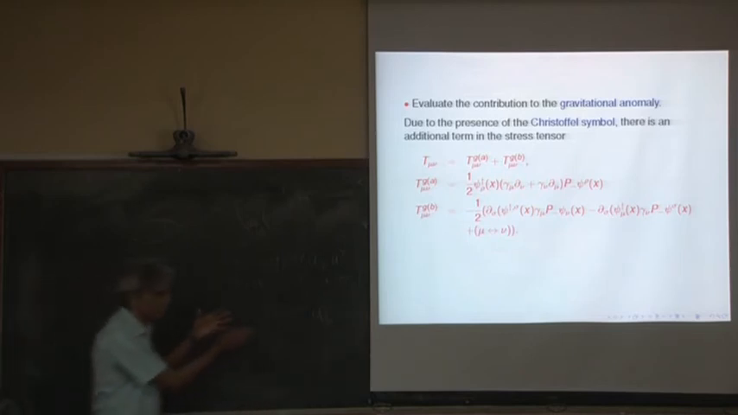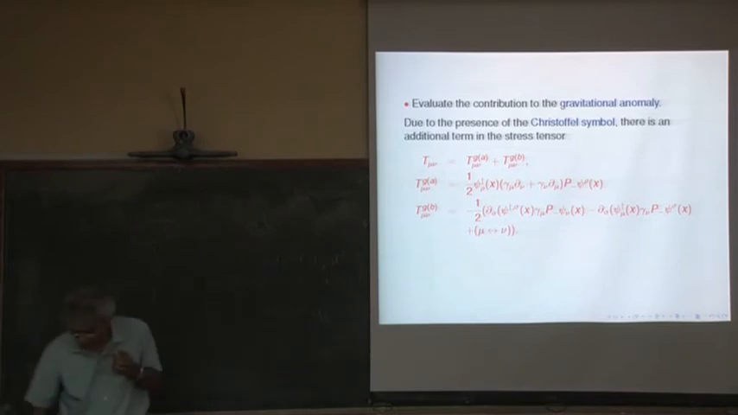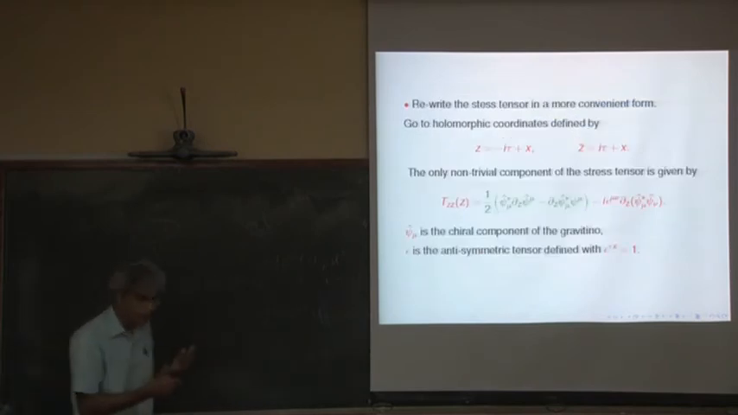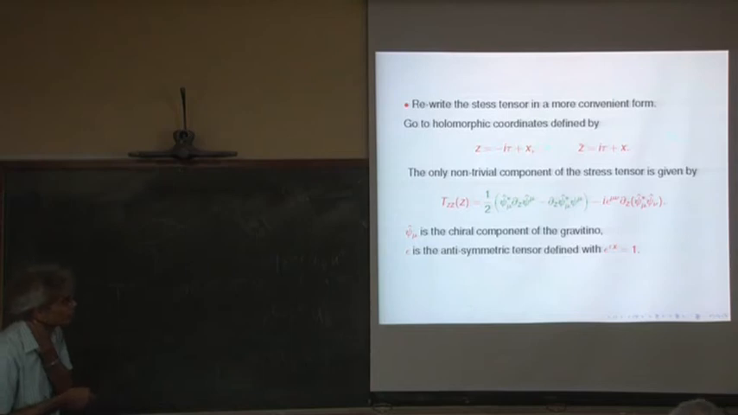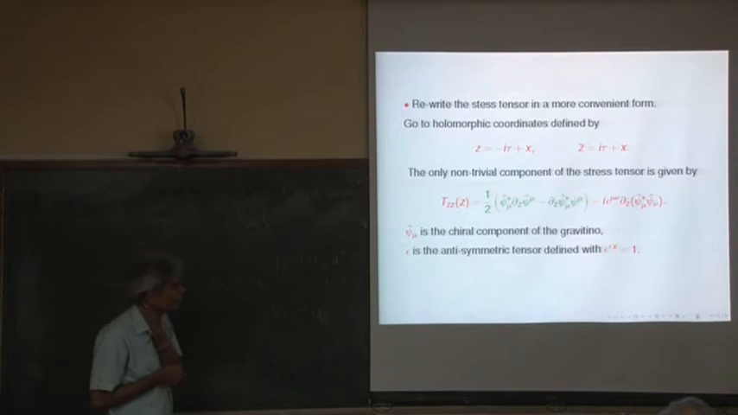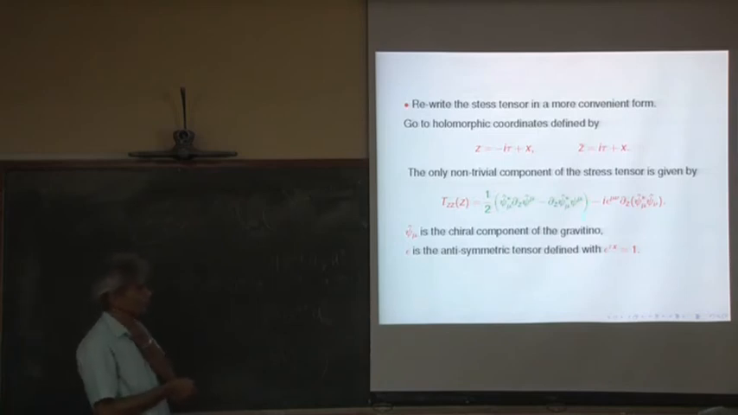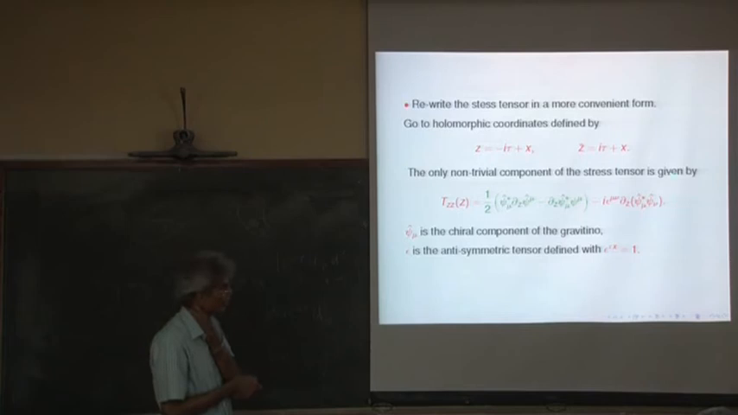Now let's try to make some sense of this extra term, and let us go to a familiar set of coordinates. We go to these holomorphic coordinates, minus i tau plus x, and then rewrite the stress tensor again. There's only this holomorphic zz part of the stress tensor when you write it in these coordinates. And again, this is the usual term, and here is this term from the Christoffel connection.